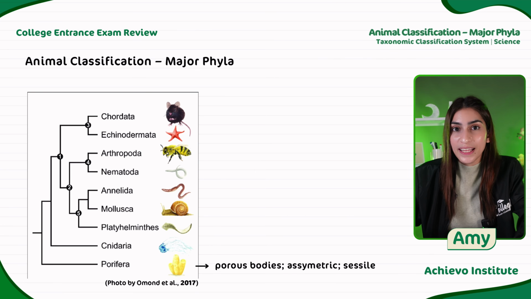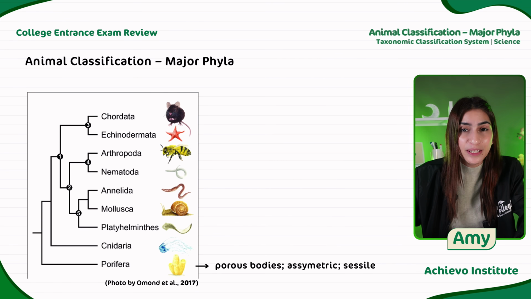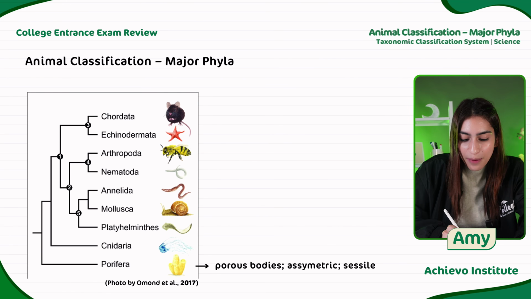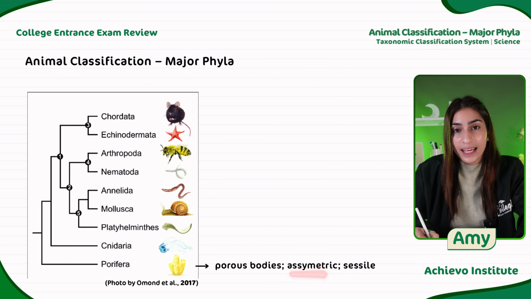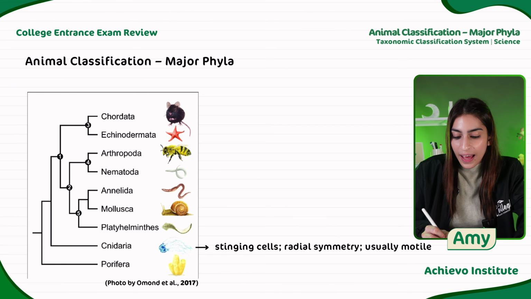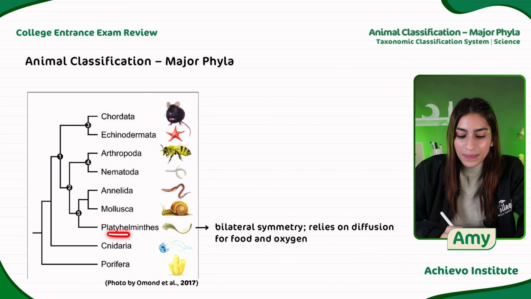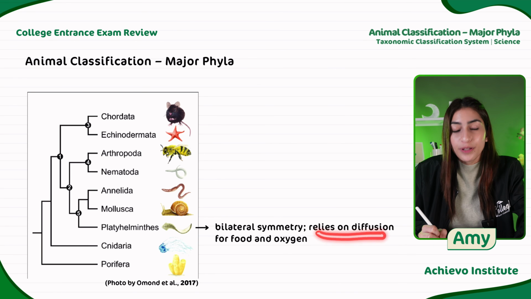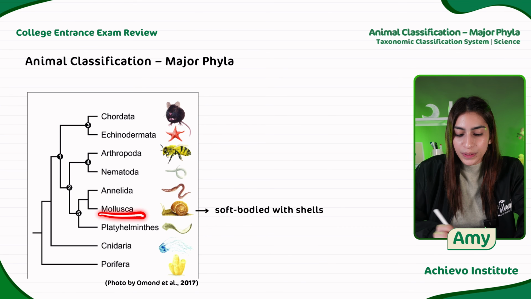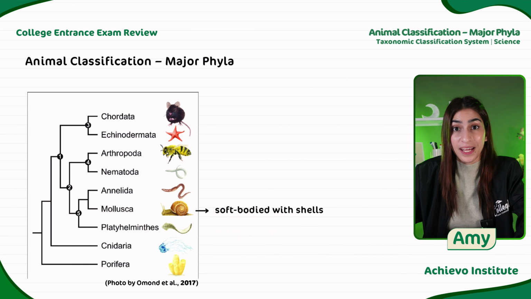The animal phyla represents a diverse range of habitats and structures. Pay attention to their defining features, such as their symmetry or their segmentation. For example, Porifera has porous bodies. They're asymmetric and sessile. Cnidaria have stinging cells, radial symmetry, and are usually motile. Platyhelminths have bilateral symmetry. They rely on diffusion for food and oxygen. Mollusca are soft-bodied with shells.